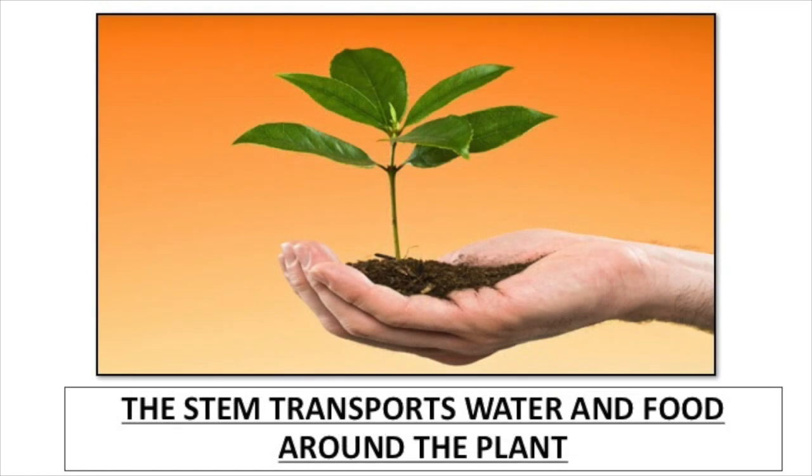Then the stem transports water and food around the plant. Yes, once the water and the minerals or the food is in the plant, it's the stem that will take the food and water to the different parts so that everywhere in the plant gets fed and gets watered. The stem can travel the water all the way up to the leaves.